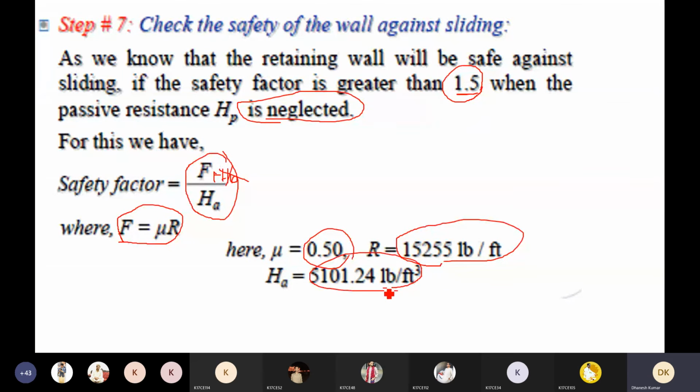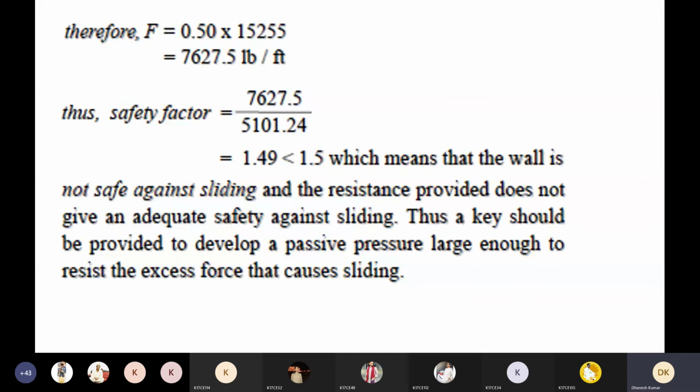So F is equals to mu R, that is 0.5 multiplied by 15,255, so F comes out to be 7,627.5. The safety factor formula is F/HA. So that is your F, that is 7,627.5, and this is your HA which is 5,101.24.